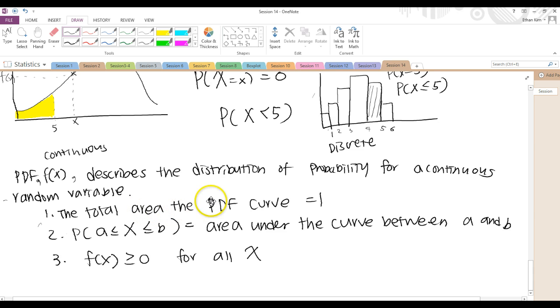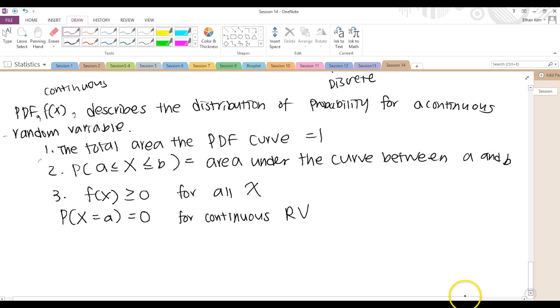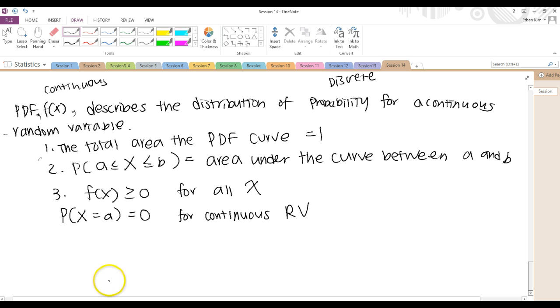And this is something to note. It doesn't want to go down, so I'll just write it down here. The probability that x equals a, for a continuous random variable, is always 0. So that is the case.